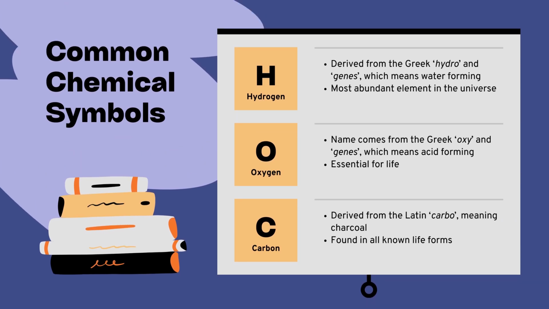Let's discuss now the common chemical symbols. Hydrogen. It is derived from the Greek hydro and genes, which means water forming. It is the most abundant element in the universe. Oxygen. Its name comes from the Greek oxy and genes, which means acid forming. It is essential for life. Carbon. It is derived from the Latin carbo, meaning charcoal. It is found in all known life forms.